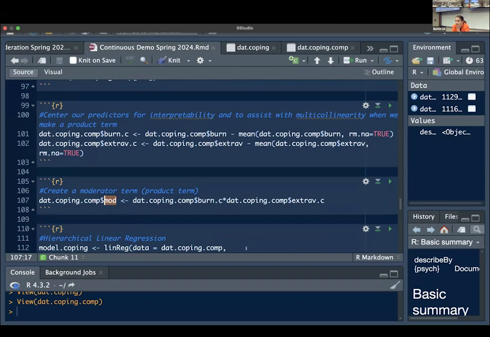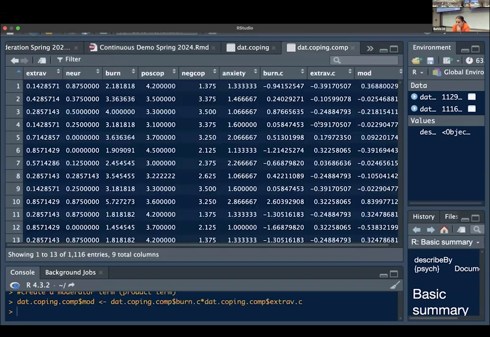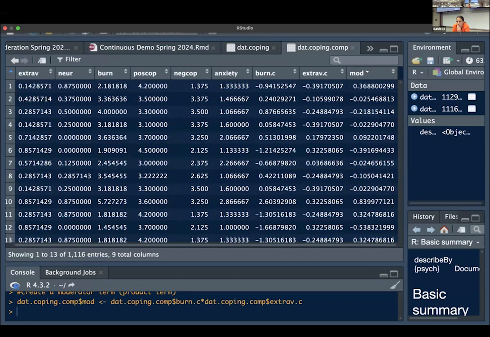That's not very exciting. It'll work. And what do I want to make it? I want to make it that variable times that variable. It's a very simple operation. That asterisk is the R symbol for multiply. Run it, and you have this mod term over here. Why is it all weird numbers? Because everything's centered and because they were weird values.